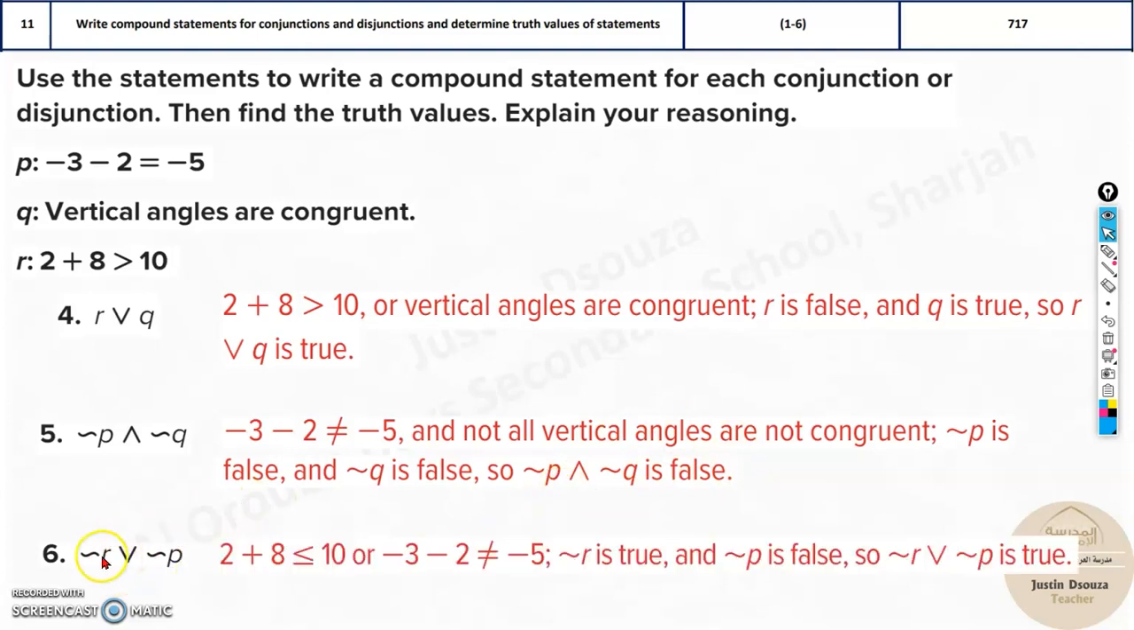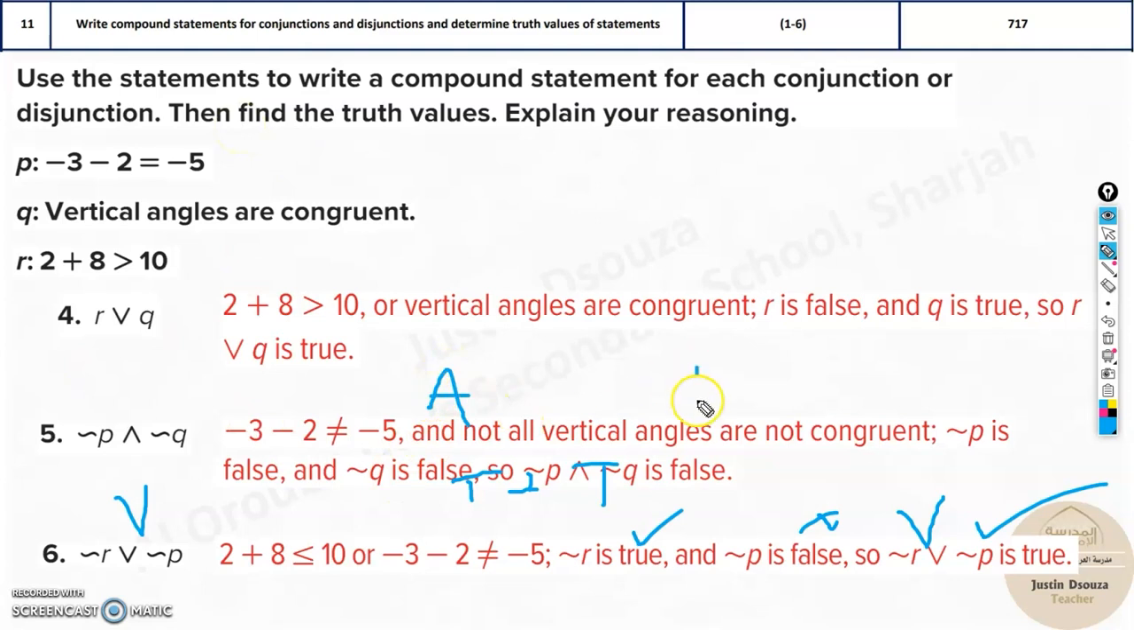And over here, one is false, one is true, but the ultimate answer will be true. It's or again. Whenever you have or, at least one must be true, then the final answer is true. See, negation of R was false, but it became true, right? Whereas negation of P, which was true, became false. If one tick is there, it is true, only for or statements.